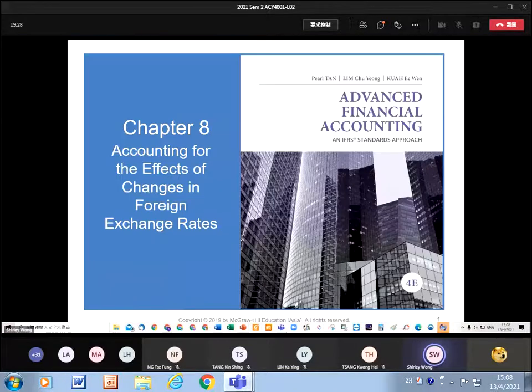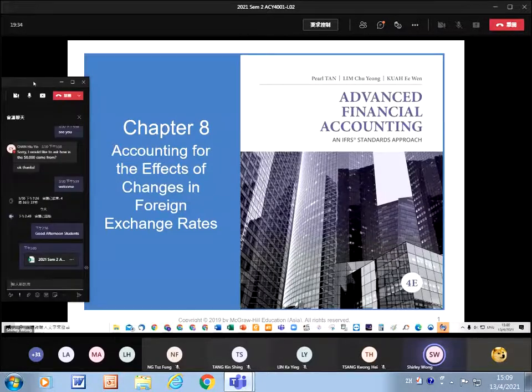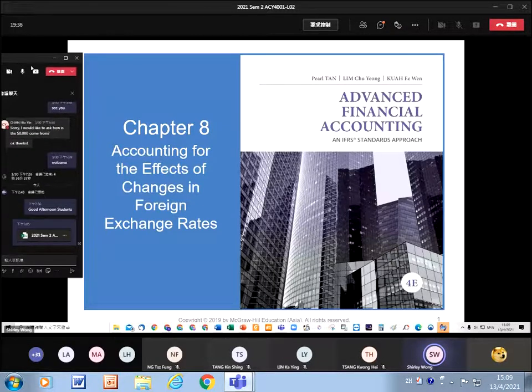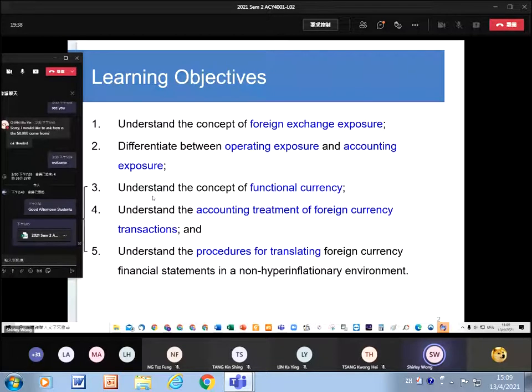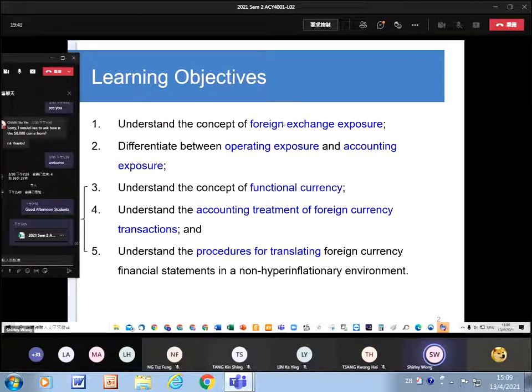So chapter 8 is talking about the effect of changes in foreign exchange rates. So we are talking about the exchange rate and how to translate the transactions. There are 5 objectives. The first objective is to let you know what foreign exchange exposure means. When the company has entered into a foreign exchange transaction, there will be foreign exchange exposure. And then we will differentiate between operating exposure and accounting exposure.